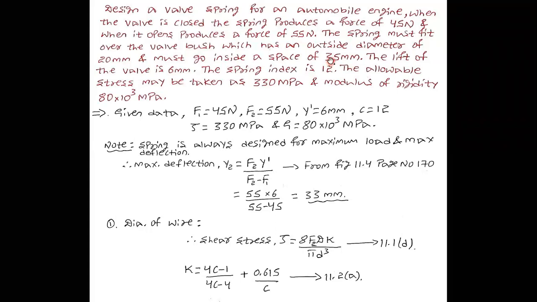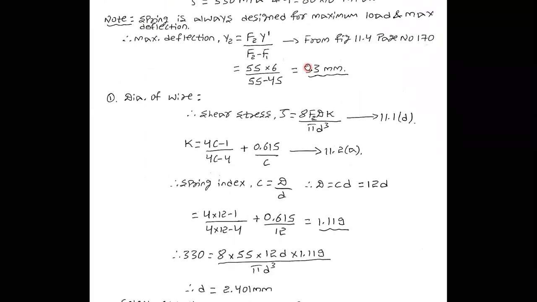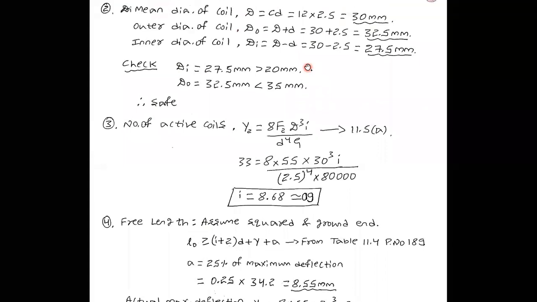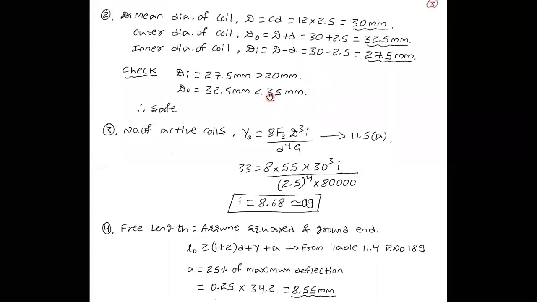Okay, if the outer diameter comes out as 35 point something, that spring will not fit within this, whereas we are getting the outer diameter as 32.5, which means it will fit within that, so it is safe. You can proceed further. Next, you need to calculate how many active coils there are. You have to use equation 11.5a.